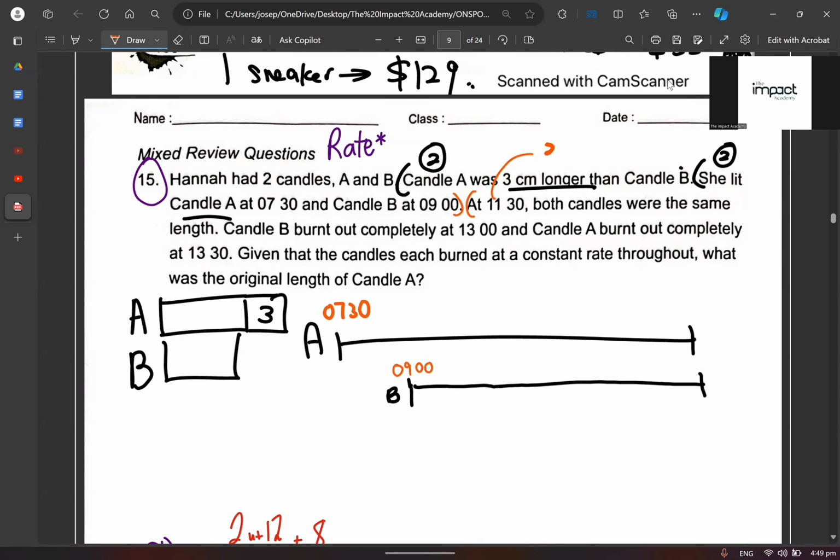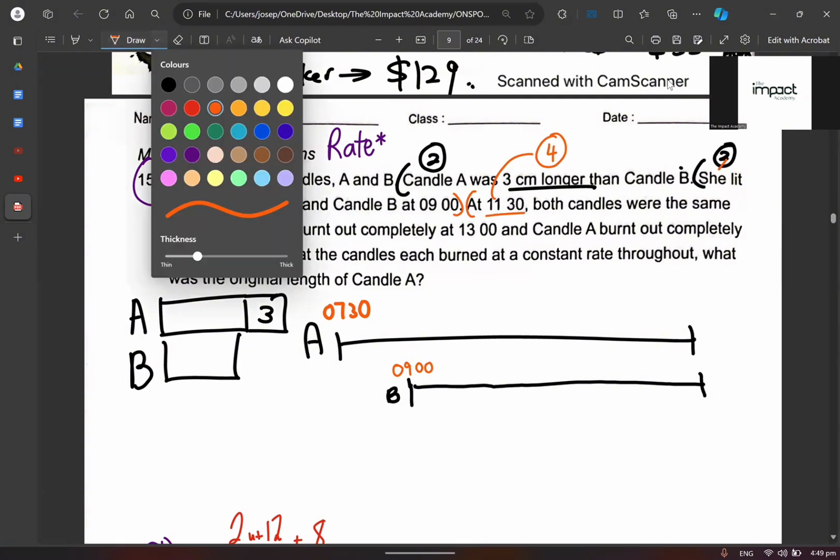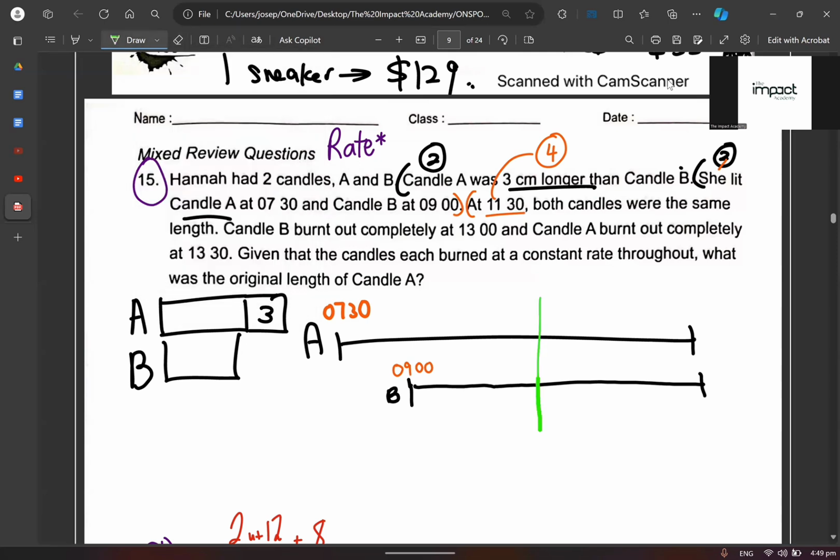At what time? Sentence number 3. At what time? Sentence number 4, in fact. At what time? 11:30. So we don't know where exactly, but we're just going to estimate that this is 11:30. Yes. They say that both candles were the same length.